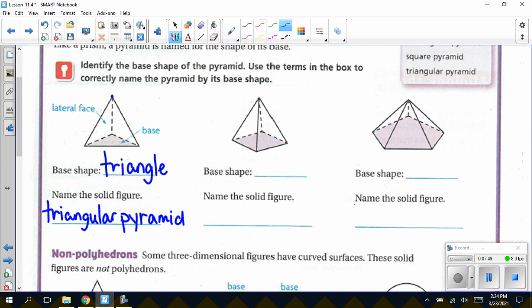Moving on, the next base, because you cannot always tell for sure without measuring if it's a square or a rectangle, either name would be appropriate for this pyramid. You could say rectangle for your base shape, because we do know that all squares are rectangles, or you could say square. Now, when you go to name it, it is a lot easier if you use the word rectangle and then call it a rectangular pyramid.